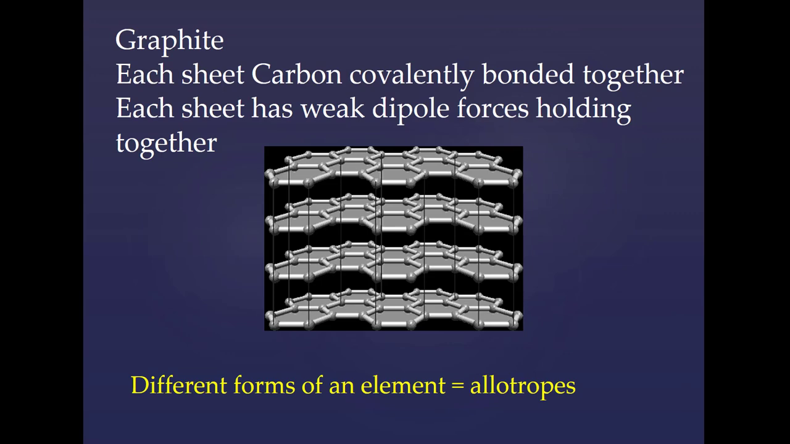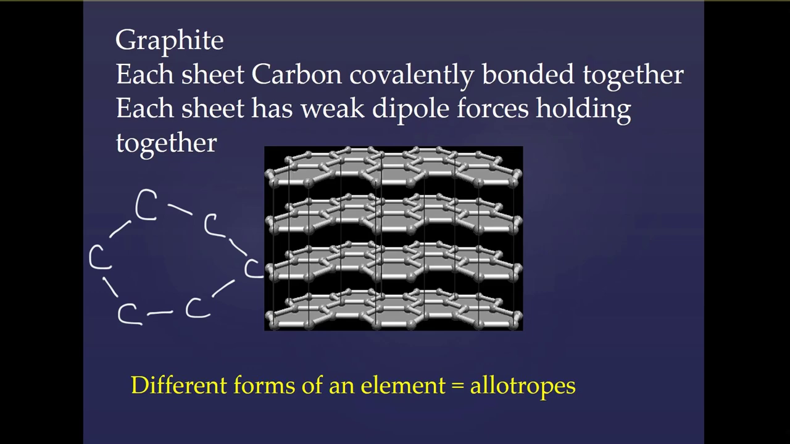Another type of network solid is graphite, and this is another form of carbon. And this carbon, instead of being bonded to 4 other carbons, it's only bonded to 3 because there ends up being a double bond in there. So it makes these sheets. And in these sheets, there will be some double bonds scattered so that you can see that they will all be bonded to 3 other carbons.